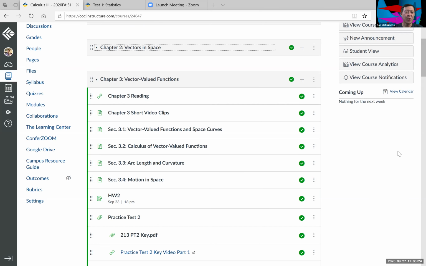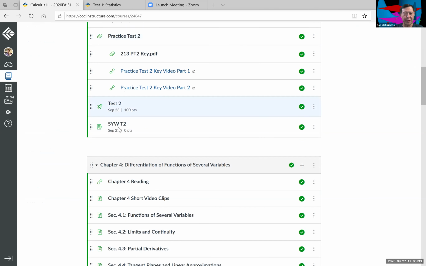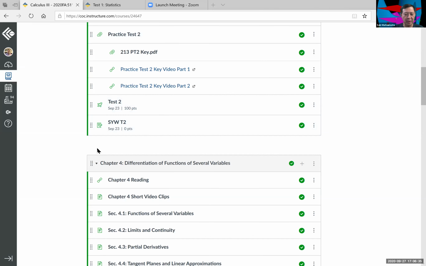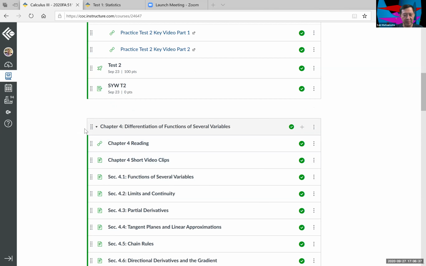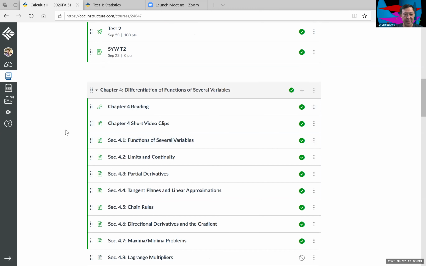All right, so as you know, our Canvas is structured around modules, and we had the chapter two module, and you have just finished chapter three as a module, and then we'll be going into chapter four. So this week, your assignment will be to study the first four sections of chapter four. And as you can see here, chapter four is about differentiation of functions of several variables.